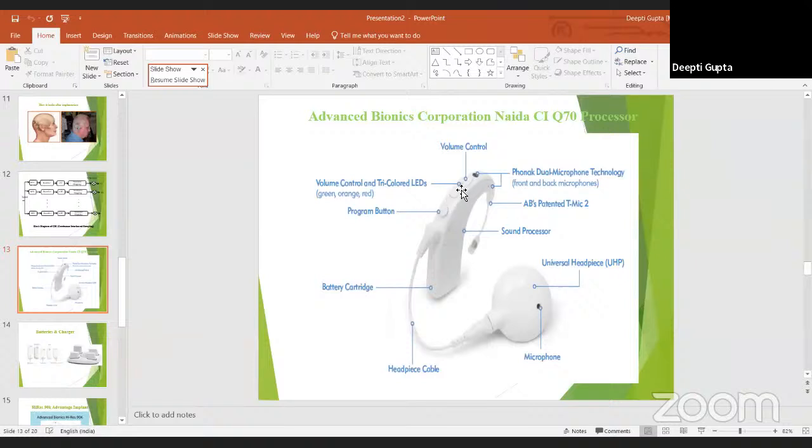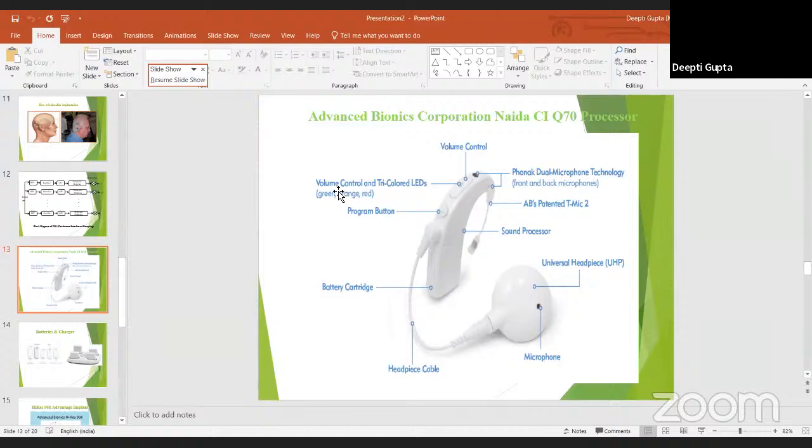If a user presses the button one by one, it is designed by the audiologist. The audiologist can give you all the programs and set the settings of the processor with the programs, or we can say with the mapping, as I have told you. What is the meaning of that mapping? One by one, the user can switch the program, and after that, again it will reach the first program. So this is the program button.